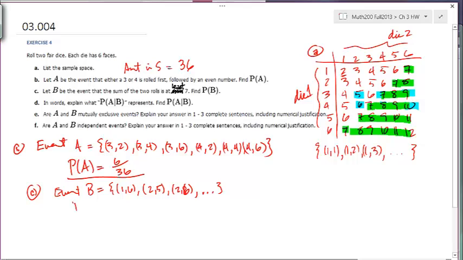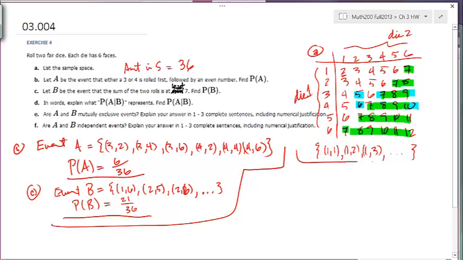The more important part in this problem is to figure out, of all the 36 possibilities, how many of these are highlighted green. So 15, 21. Alright. Part D. In words, explain P of A given B.